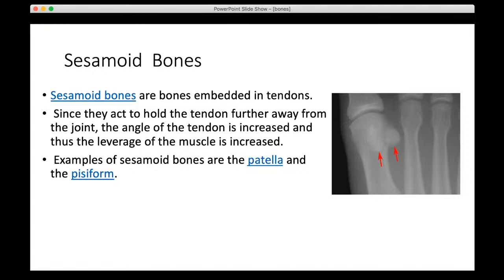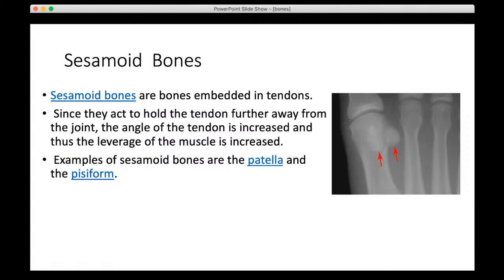Now coming to a special type of bone, which is very few in number compared with other types, known as sesamoid bones. Sesamoid bones are embedded in tendons. They are just inside. You can see the red arrow; that round part is your sesamoid bone. It is the patella.